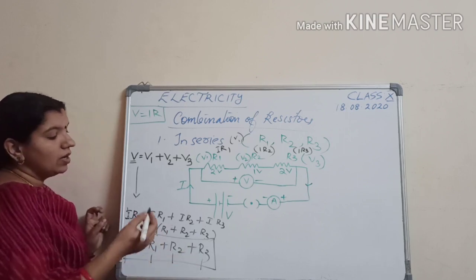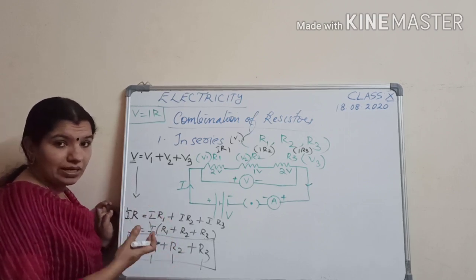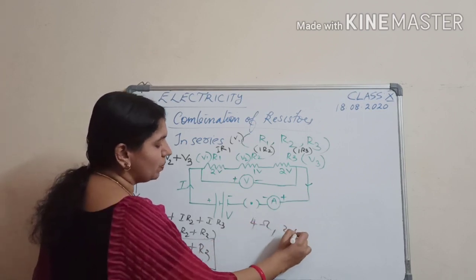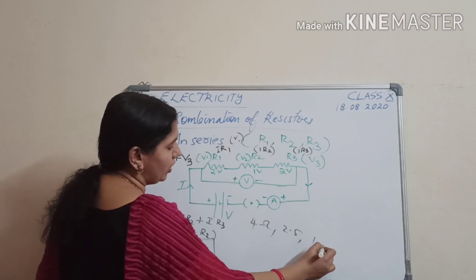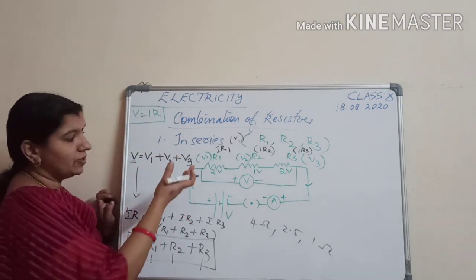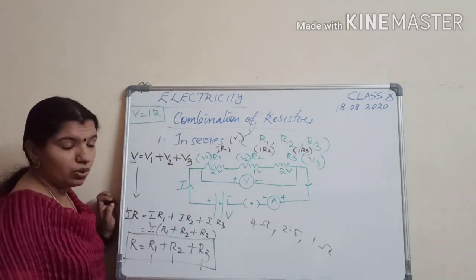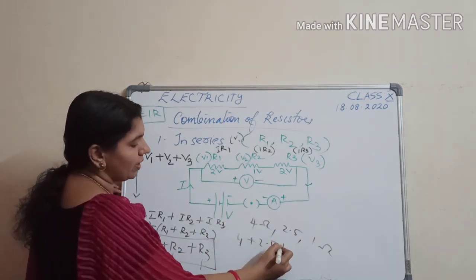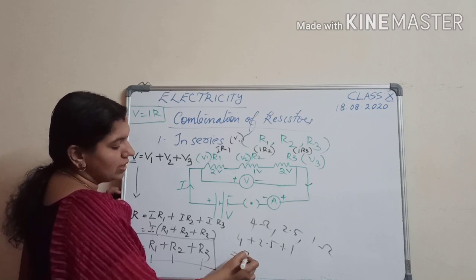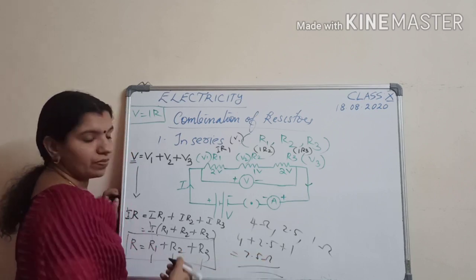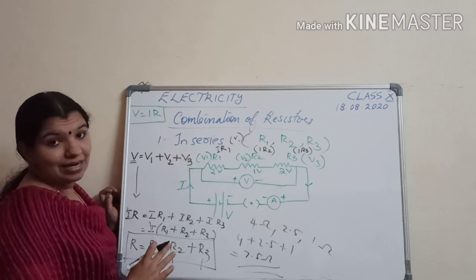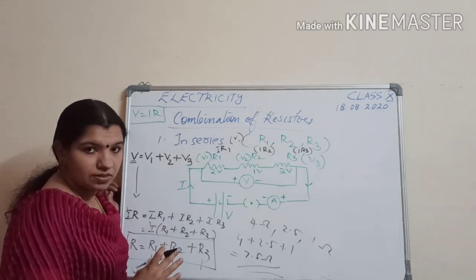There will be a lot of numericals in this section. If you are given 4 ohm, then 2.5 ohm and 1 ohm, you can easily find it if it is a series combination. What will you do? You will just add the 3 resistances, like 4 plus 2.5 plus 1, which will give you 7.5 ohm. Understand? So this is the way to find the effective resistance when the resistances are connected in series. Okay?